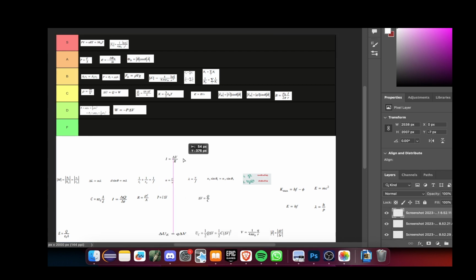It's my second favorite equation. It's like probably the monomer of the circuits physics unit.